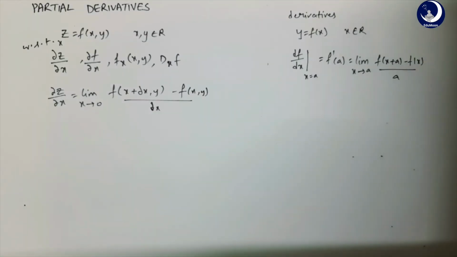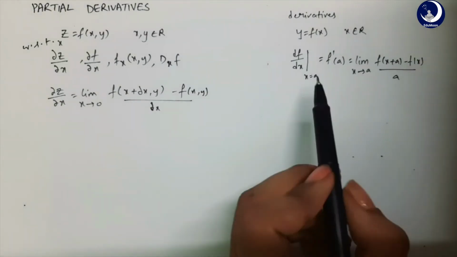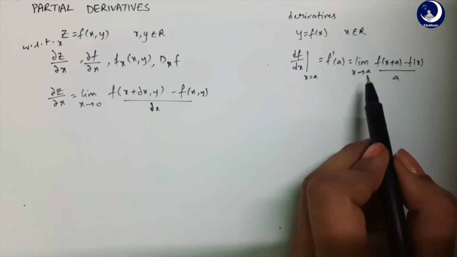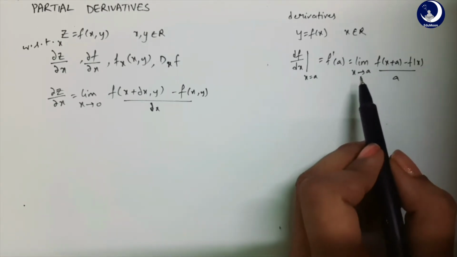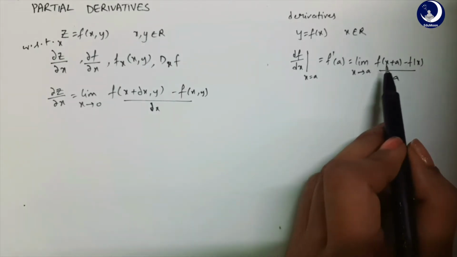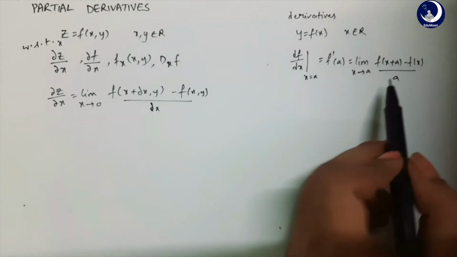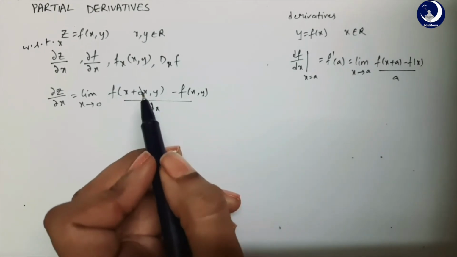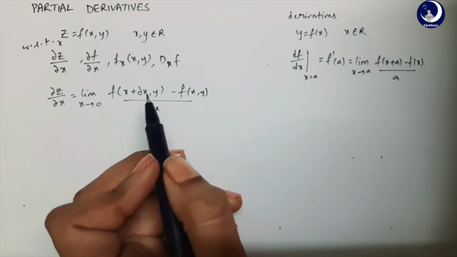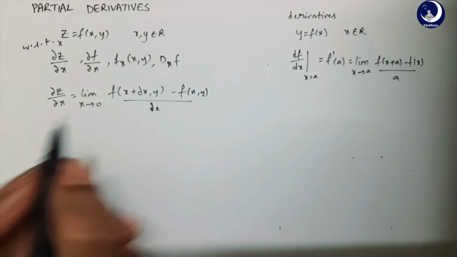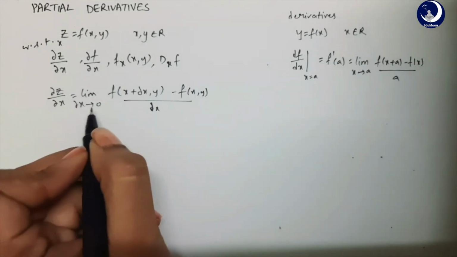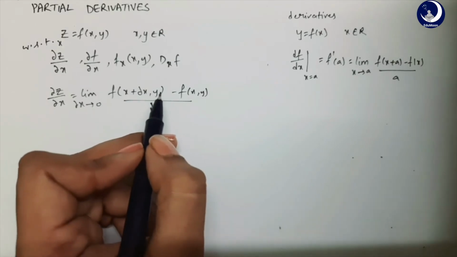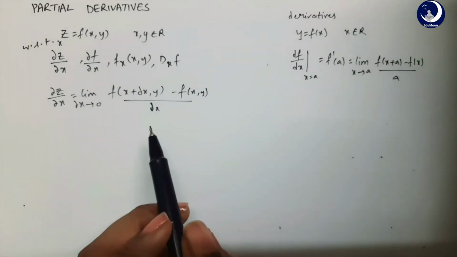Now, how did we get this formula? If you look at normal derivatives, this formula and this formula look pretty similar. Here we're giving a small nudge of value a in the x direction. So that's why we get f of x plus a minus f of x by a. While here we are giving a nudge in the x direction of a small value dou x, and since it's a very small value, it almost tends to 0. And we're not giving any nudge in the y direction. That's why we're not adding any quantity here. So that's how we got this formula.